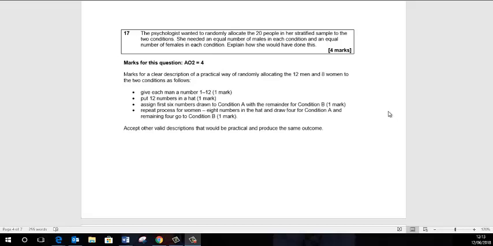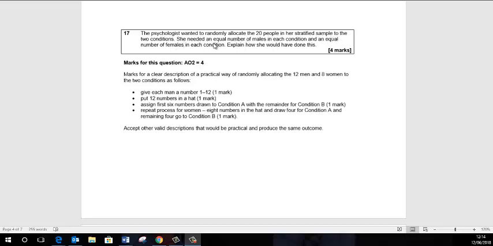Okay, so this is a typical research methods question about how we would randomly allocate people. In this particular question, it's a continuation of the previous one. In the previous one, we needed 20 people in the sample. The target population was 60 males and 40 females, and we had to calculate that, therefore, we needed 12 males, etc.